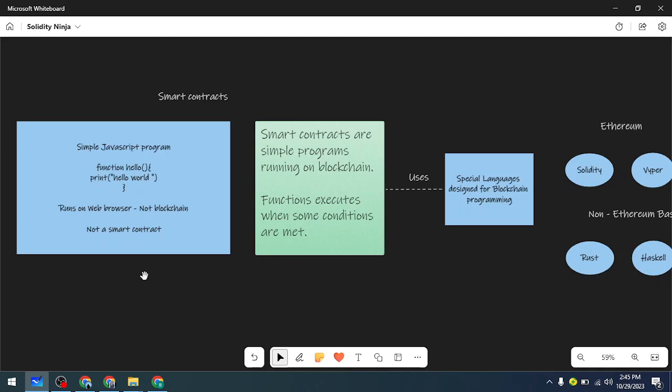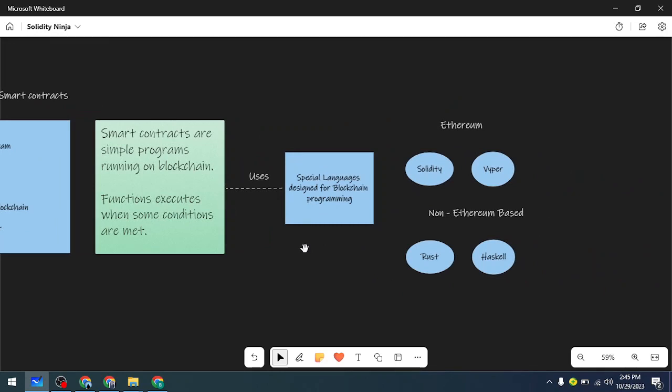Now, what exactly is not a smart contract? Let's take a simple JavaScript program. Function hello prints hello world. It runs on a web browser, not on a blockchain, so it is not a smart contract. But if the same logic is written in Solidity, which we will see in the next video, and deployed on blockchain, then it will be called a smart contract.